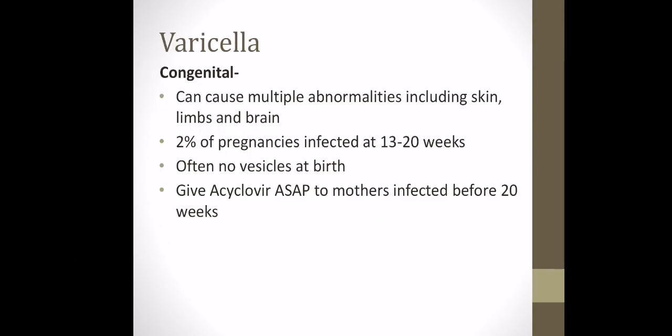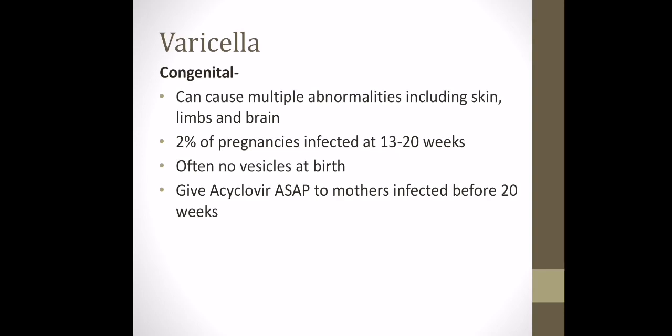So varicella, which is your chickenpox. Again, it can be congenital, so the baby might have it from birth, and this can cause multiple abnormalities, including skin, limb, and brain problems. So 2% of pregnancies are infected at 13 to 20 weeks, and obviously this is the developing fetus, so this is why things such as the limbs and brain can be affected at this time if this is when the mother caught it. They might not have any vesicles present at birth.